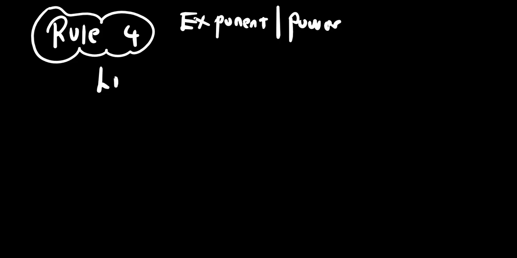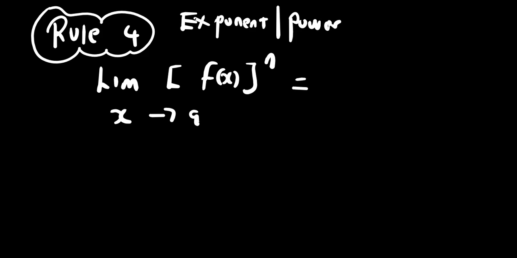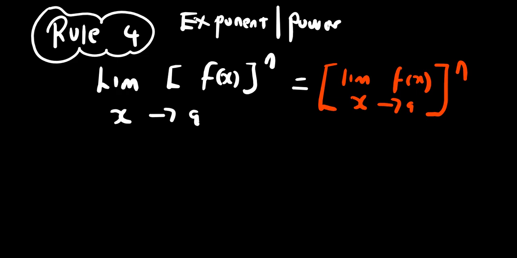So let's say you have the limit of f of x. This f of x, let's say it has a power. As x is approaching a, what you are going to have in this case will be the limit of f of x as x is approaching a, everything to that power. Now the power in this case should be a positive integer, not a negative one. So that is very important for you to know.